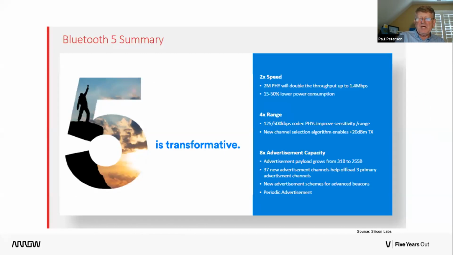Okay, so the 5.0 summary, what's new in it? We increased the speed by 2x. We have the capability of what's called a 2 mega-symbol PHY, if you will, which we'll talk about in a second. It increases the bandwidth up to 1.4 megabits per second, while also reducing power in the process. And we increased the range.